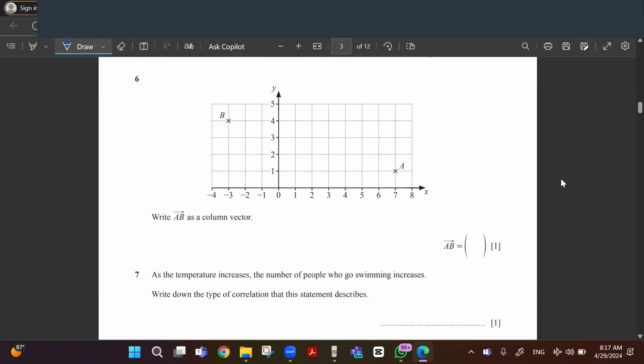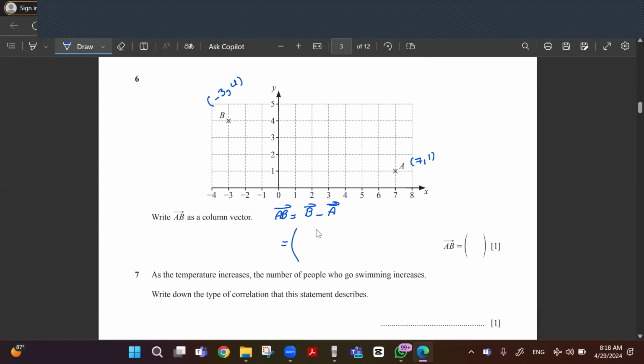Here, question number 6. He's giving me point A, which is (7, 1), and point B, which is (-3, 4). Okay. Write the vector AB as a column vector. Okay. Any vector AB equals what? The end minus the start. The end vector minus the start. So vector B minus vector A.